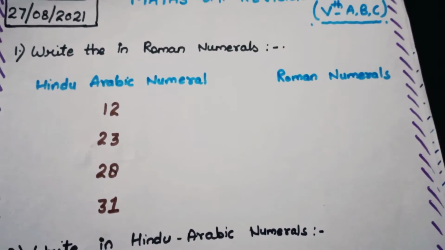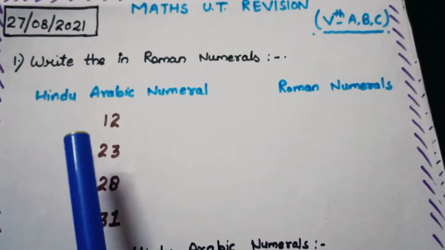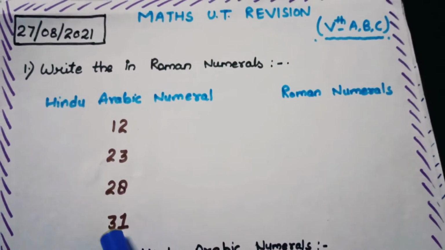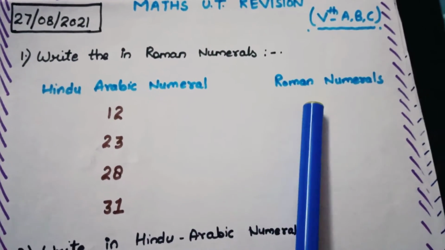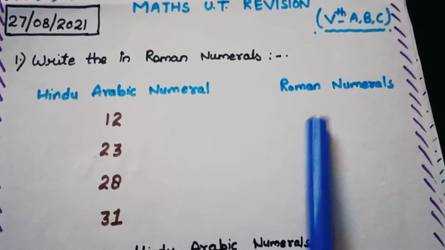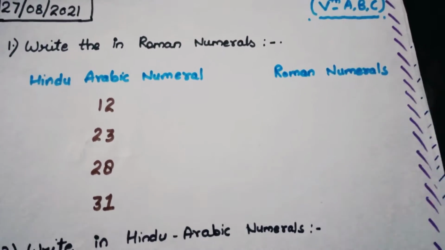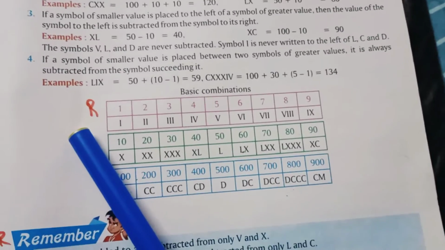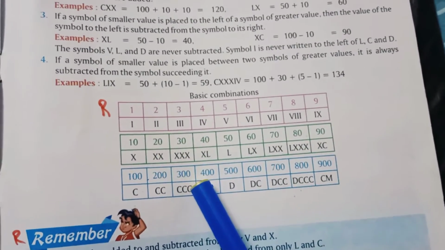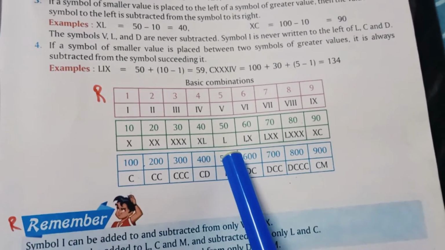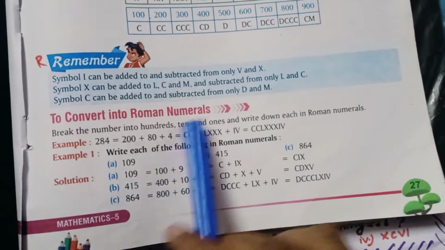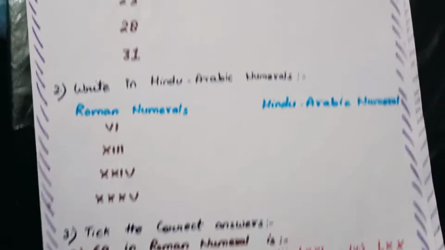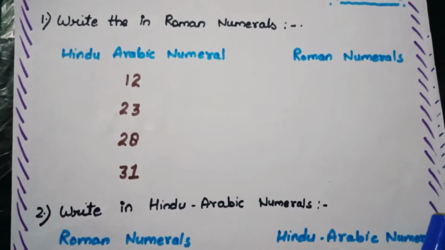Okay, so here in exercise 1 the questions given to us are Hindu Arabic numerals and we have to directly write them in Roman numerals. And I hope you all have learned this table which I asked you to learn very nicely and properly. Because students, without learning this table you won't be able to convert Roman numerals into Hindu Arabic or Hindu Arabic to Roman numerals. Now let us get started.